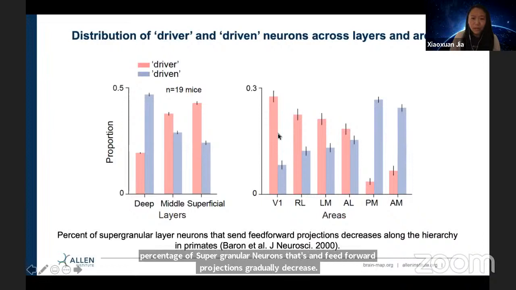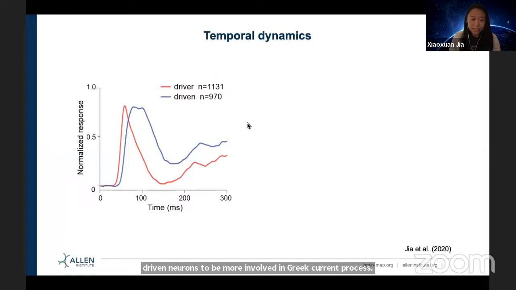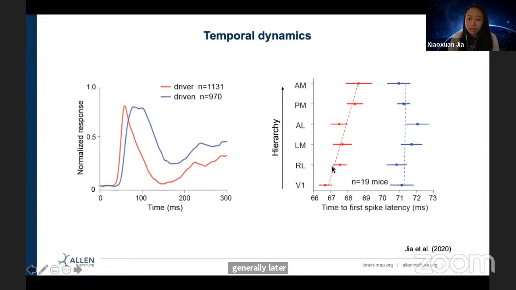Combined with its network role and the network properties, we think it's more likely for the driver neurons to participate in the feedforward process, while driven neurons are more involved in recurrent process. This can be tested with their temporal dynamics. If we compare the temporal dynamics of driver and the driven module as a whole, we find driver modules respond earlier and more transiently, while driven modules are generally later and more sustained. If we break down into areas, we found there's a sequential activation across the visual hierarchy within the driver module, which leads to the activity of the driven module. And you don't see a clear trend across hierarchy within the driven module, which is more consistent with its recurrent role.